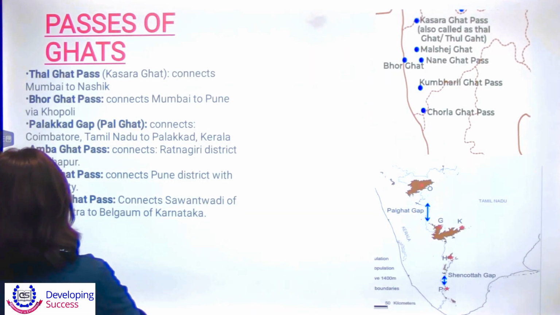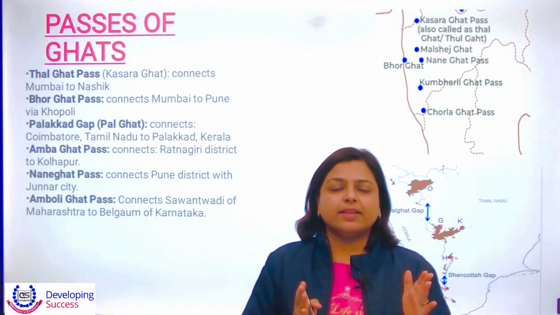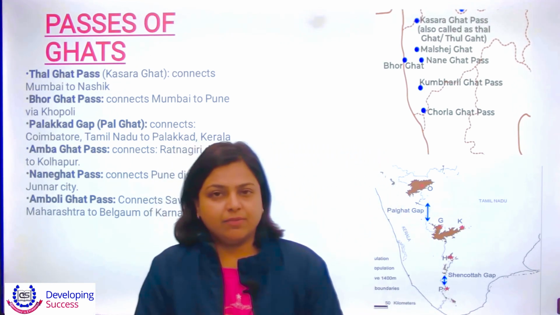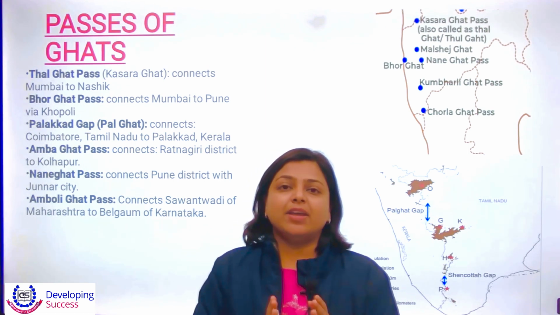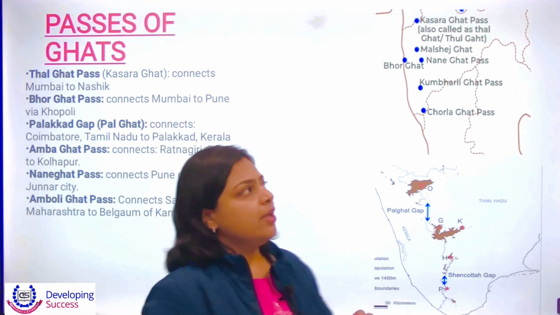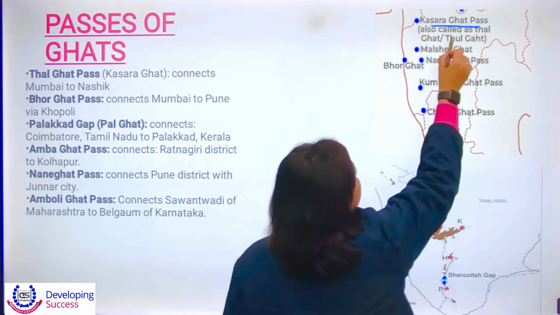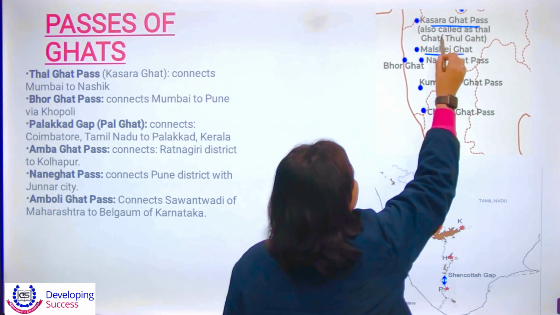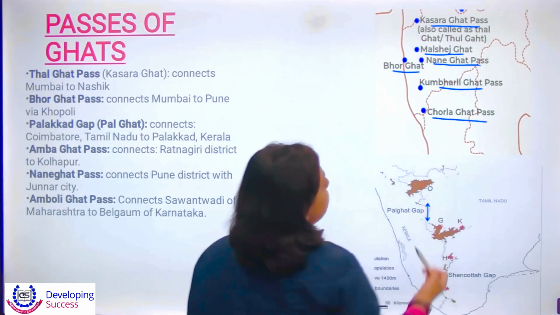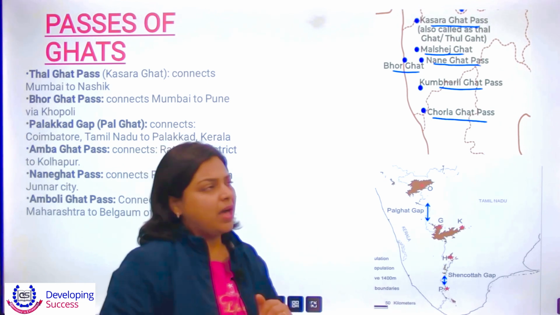Now we move on to our next section of the Western Ghats, that is the passes of the Western Ghats. Passes means there is a gap between two hills which makes the area navigable, in such a way that we can cross the mountain and go to the leeward side. There are some gaps as you can see in the map. In Maharashtra we have Kasara Ghat Pass, then Malsej Ghat, Bhor Ghat, Nane Ghat, Kumbharali Ghat, Chorla Ghat. Chorla Ghat is in between Goa, Karnataka and Maharashtra.